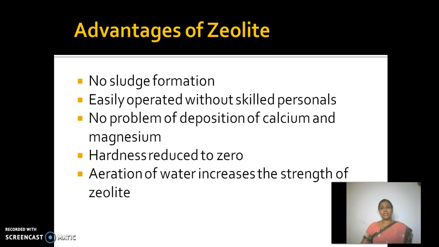What are the advantages of zeolite? When you use zeolite, there is no formation of sludge. In the case of oxidation pond or the activated sludge process or the packed bed reactor, whatever, you will get some sort of sludge. But in zeolite, you won't get sludge formation at all. And it is easily operated without skilled personnel and there is no problem of deposition of calcium and magnesium. And hardness is reduced to 0. Aeration of water increases the strength of zeolite.